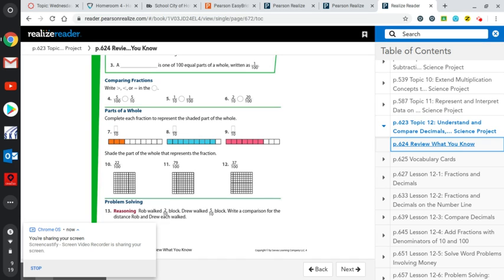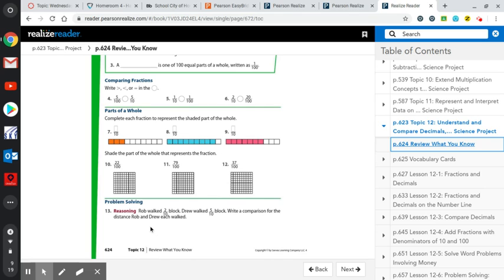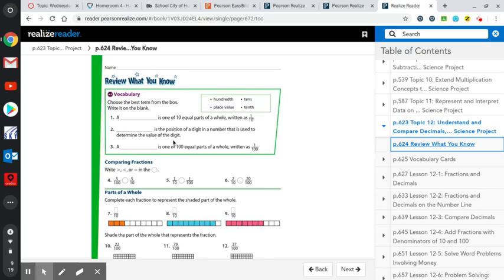Hey, boys and girls, I'm on topic 12. We are understanding and comparing decimals. We started that a little bit before we got out of school, and I kind of want to go back there and talk about it. I do want you on page 624 in your notebooks or in your math workbooks. So we're just going to talk about what we're going to do.